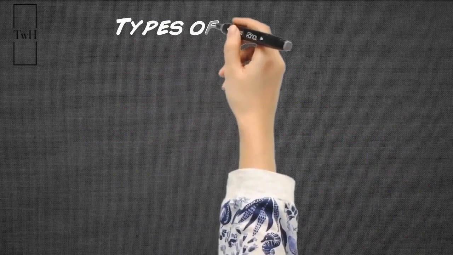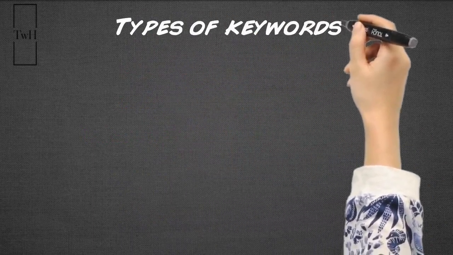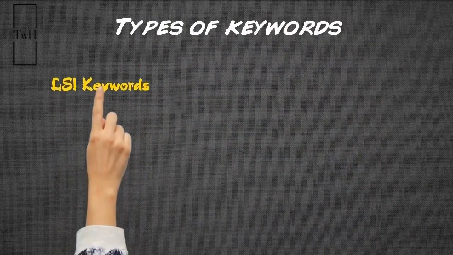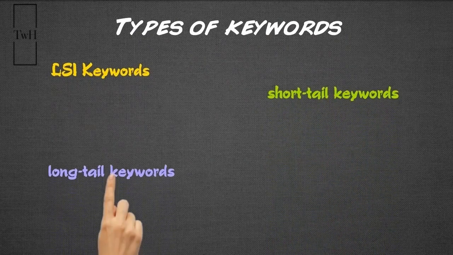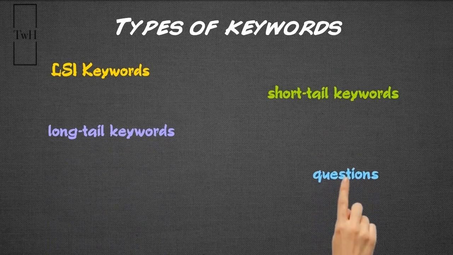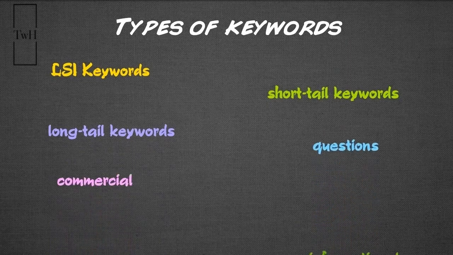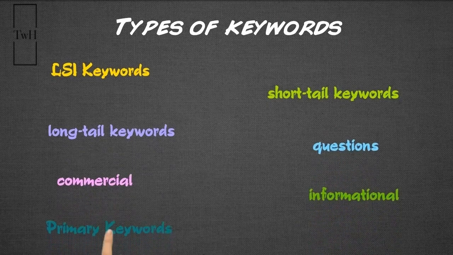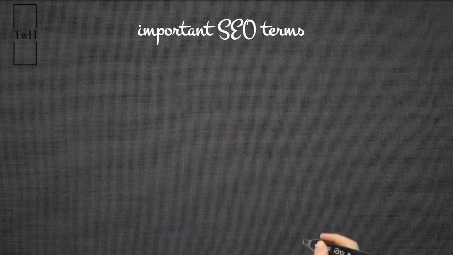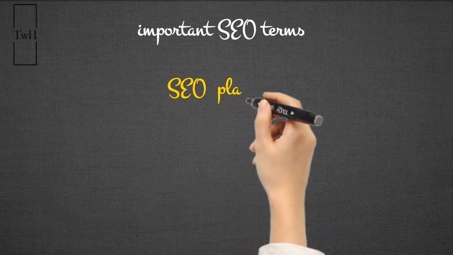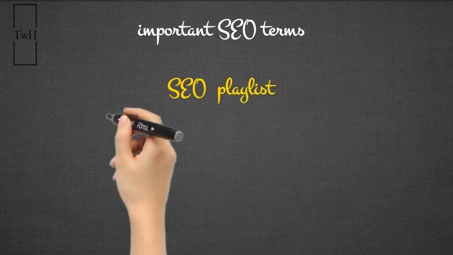Here are some basic types of keywords you should know. LSI keywords, short tail keywords, long tail keywords, questions, commercial, informational, primary keywords, secondary keywords. This is just an overview of important SEO terms. We will upload detailed videos on each of them soon in our SEO playlist.